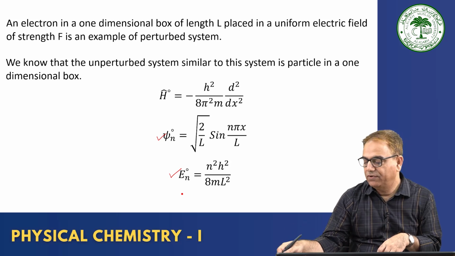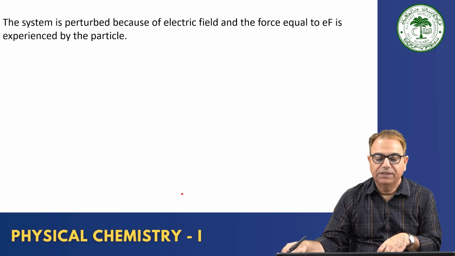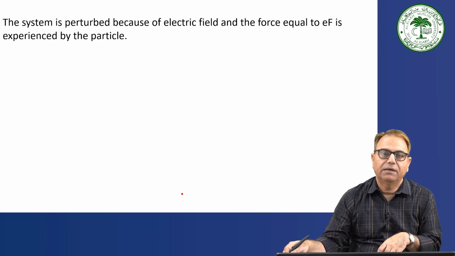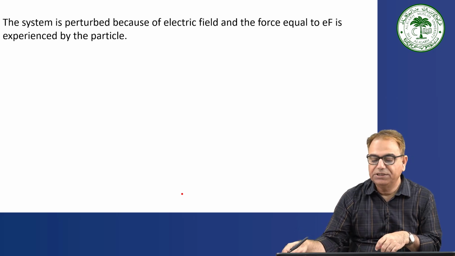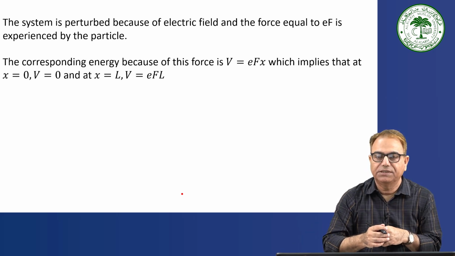So how will you go about doing this? We say that the system is perturbed because of the electric field. If we suppose the particle has a charge e, then the force because of this electric field will be eF, and the potential energy because of this force will be eFx.